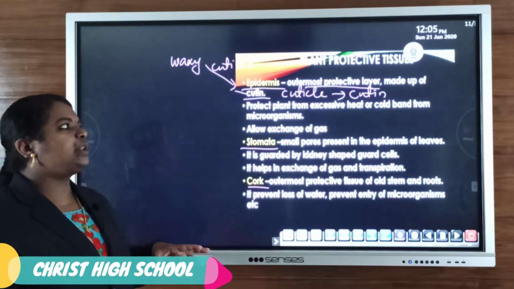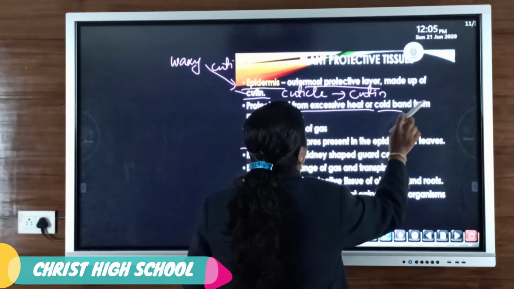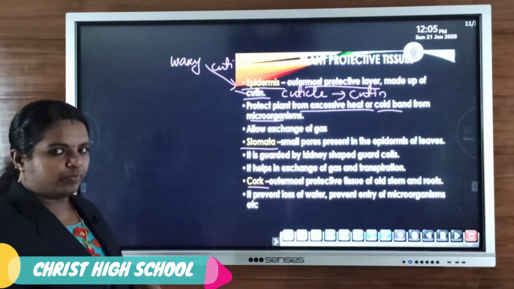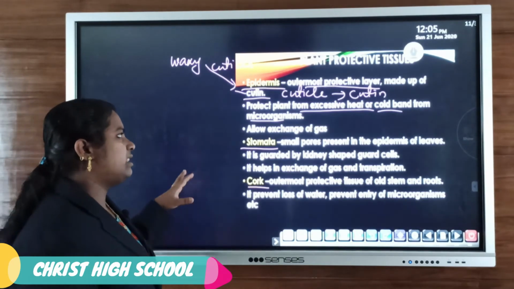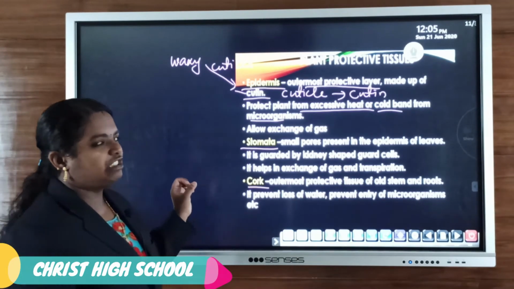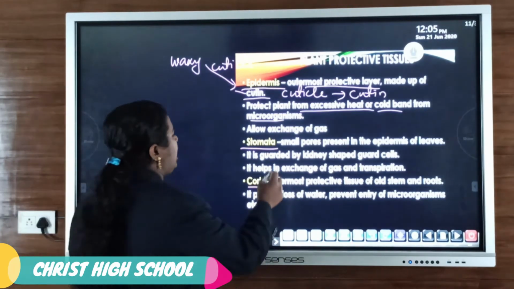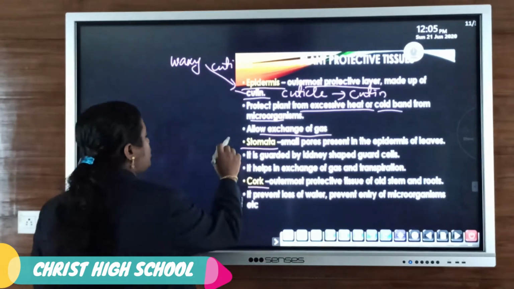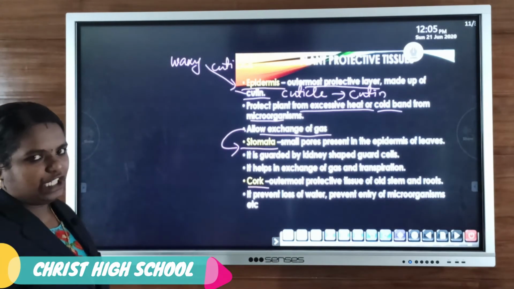The main function of the epidermis is that it protects the plant from excessive heat as well as cold, and also from the entry of microorganisms. It prevents the entry of microorganisms into the plant body, mainly a protection function. As well as it allows exchange of gas. How does it allow exchange of gas? Through the stomata which are present in the epidermis of leaves.